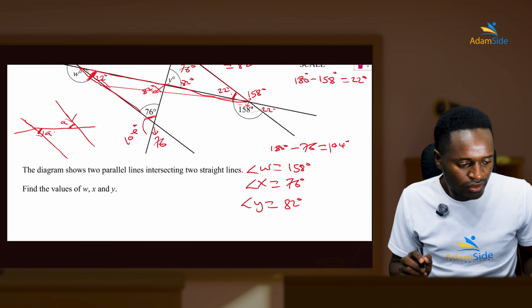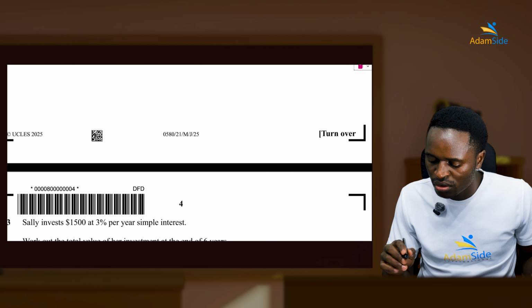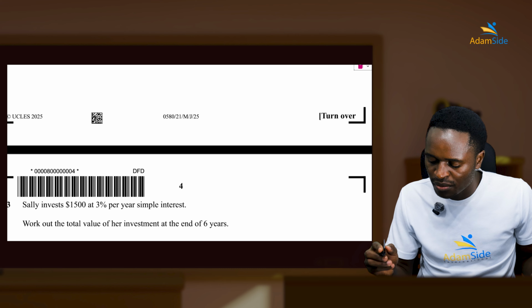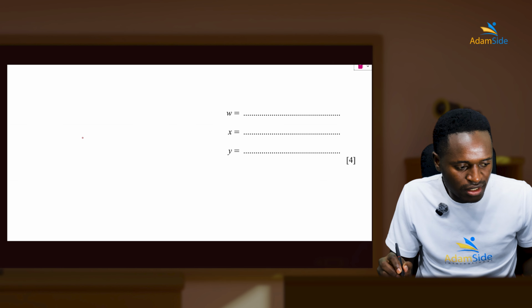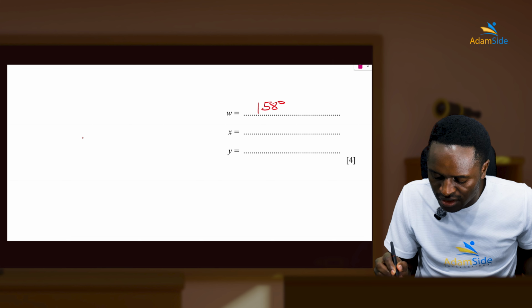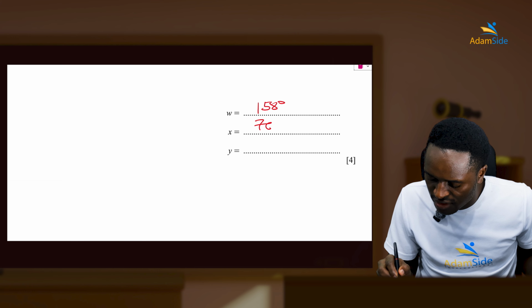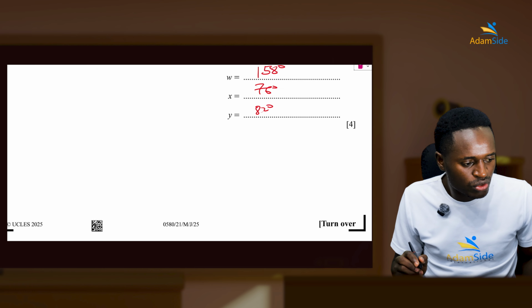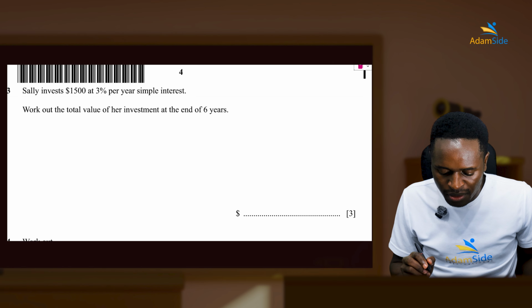Next question, question number 3. So we can answer there in our empty space. If you're supposed to answer, we say angle W is 158 degrees, angle X is 76 degrees, and angle Y is 82 degrees. You get your 4 marks. And then we go to question number 3.